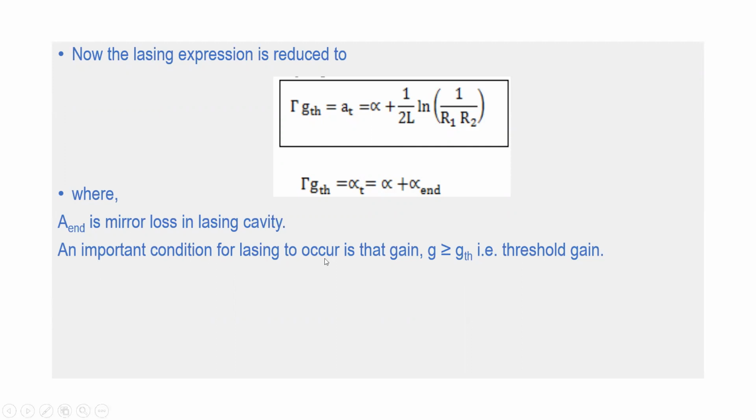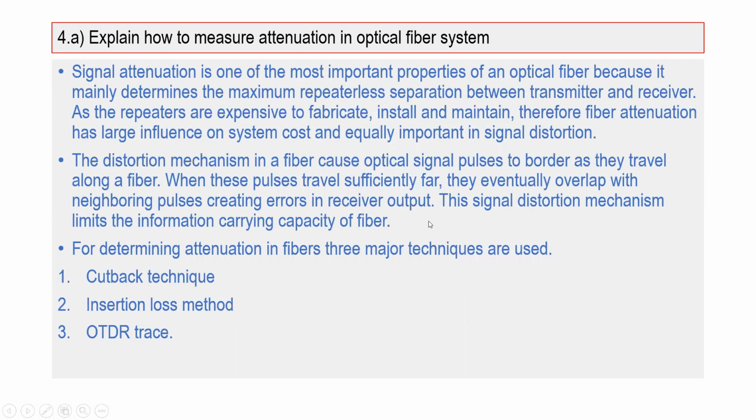An important condition for lasing to occur is that the gain should be greater than the threshold gain. That means this is the threshold gain. If this threshold gain is equal to α, it is okay. The original gain should be more. The original gain occurs due to the multiplication of your electron charge carriers.